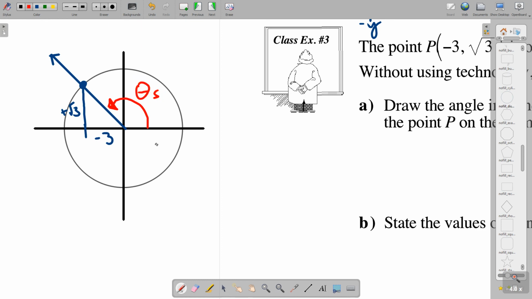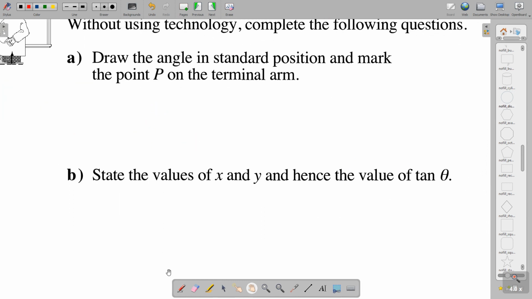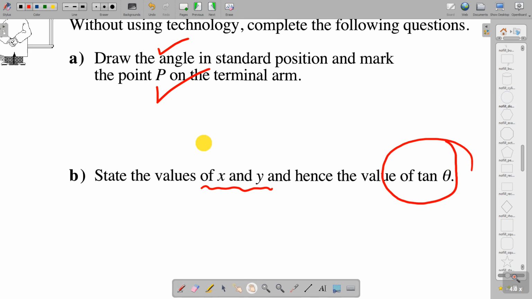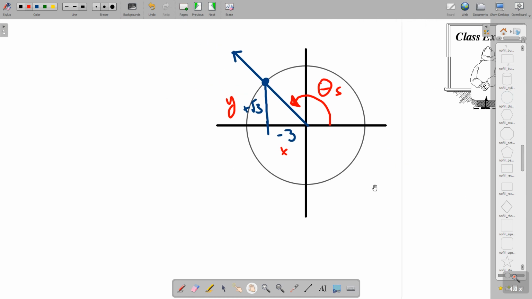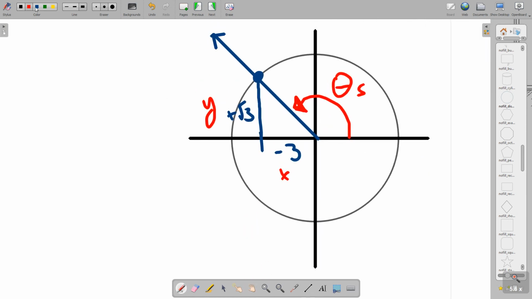I could, but it's not asking me to. There's x. There's y. No problem. Did it even ask for any other thing other than that? Terminal arm. Draw the angle. Standard position. Mark the point P. Check. Values of x and y. Check. And then the value of tangent. Because if you draw it out, you can see the tangent itself. The definition of tangent is tan of an angle is y over x.